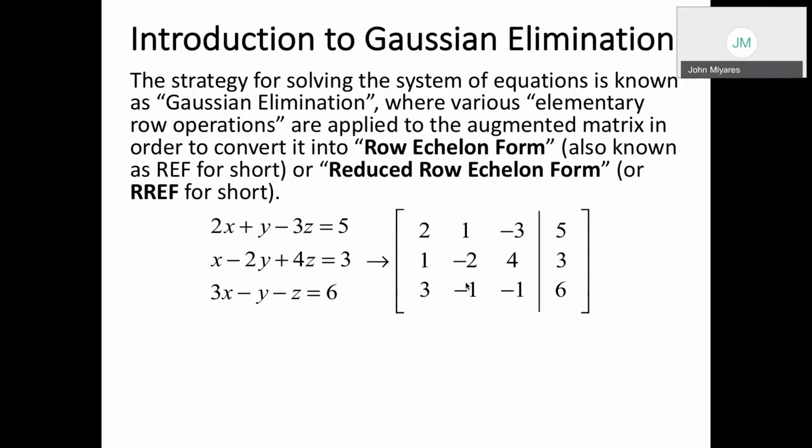This method is sometimes also called the row reduction method, and the idea is that we're going to use something called elementary row operations and apply them to the augmented matrix in order to eliminate the variables and solve the system of equations, in much the same way that synthetic division can be used when attempting to do algebraic long division. The goal is to convert the matrix into something called row echelon form, or REF for short. Once it is in this form, the solution to the system is pretty quickly attained.